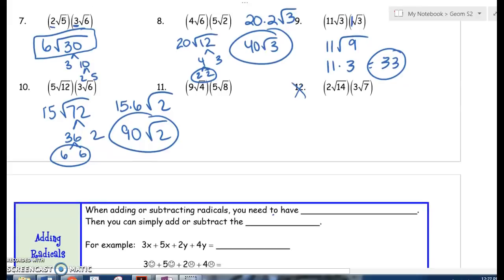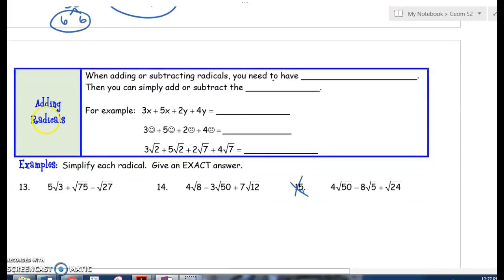All right, so that's multiplying. This is adding radicals right here. When adding or subtracting radicals, you need to have like radicals. So like you can only add a root 2 with a root 2, or you can only add a root 3 with a root 3. Then you can simply add or subtract the coefficients.